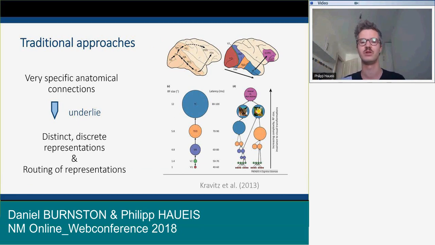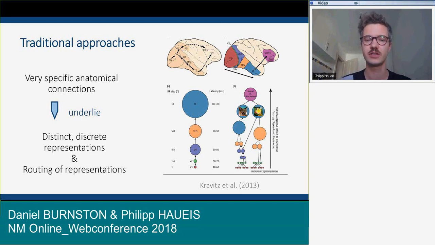So here's an example of the ventral processing stream in the visual system, which Kravitz et al. describe as containing representations of object quality. So that's the idea that there is a hierarchy in which the representations of object quality are being elaborated from simpler to more complex.